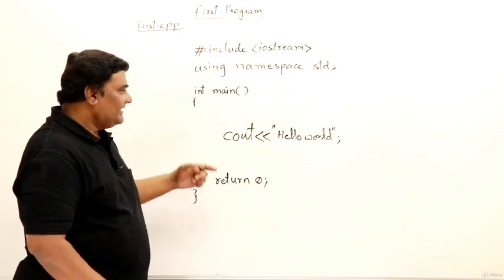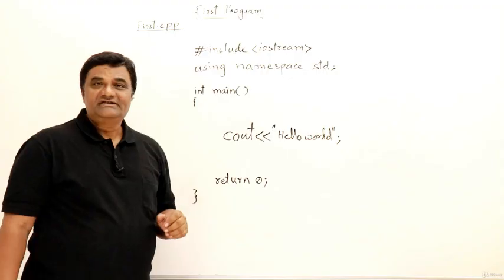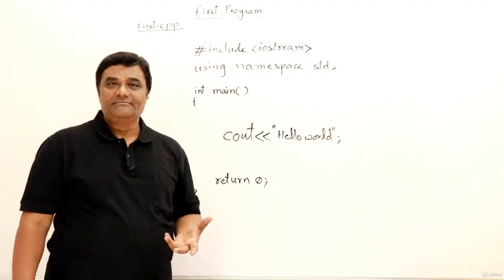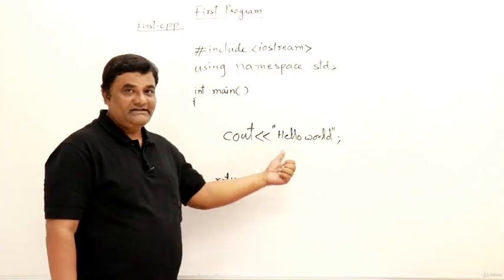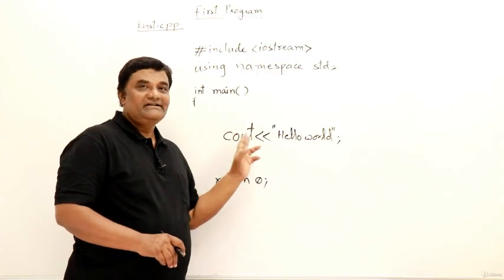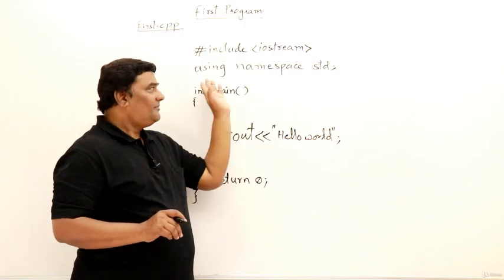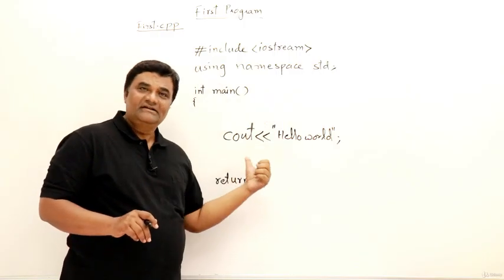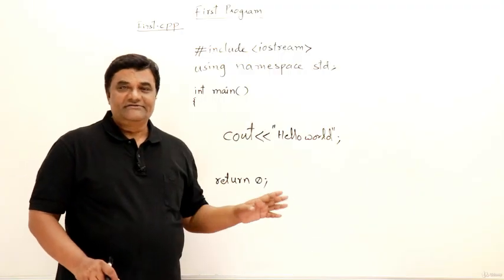Now writing std here is better than saying that we are using namespace, because we are not using everything from the namespace. We want just cout. So writing std colon colon cout is better. But it is easy for beginners to just write cout. So I may be using cout many times, right? On the top I will be writing using namespace, and here I will write just cout. So that's all. This is the first program.